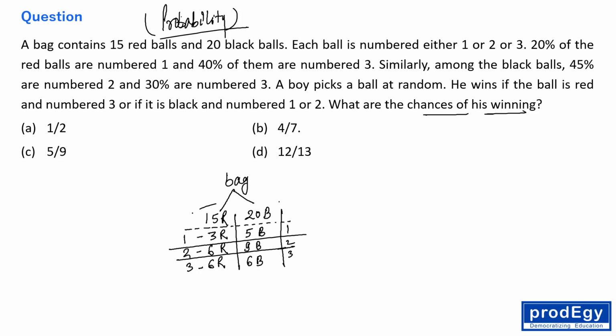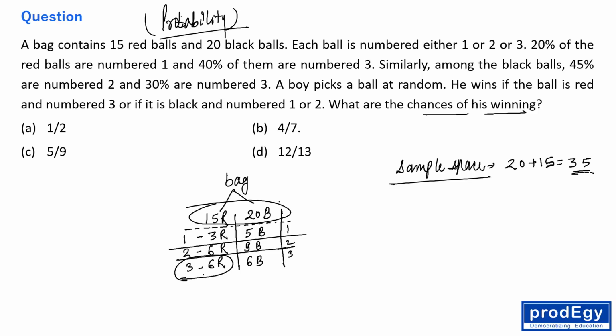So first of all, let's talk about the sample space. What is the sample space over here? The sample space over here is 20 plus 15, right? The sample space is 35, right? So 35 will come to the denominator. Now, he wins if the ball is red and numbered 3. If the ball is red and numbered 3, so these are 6 balls, right?